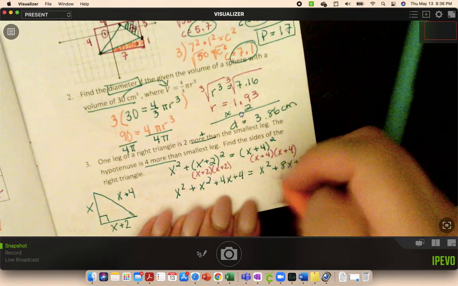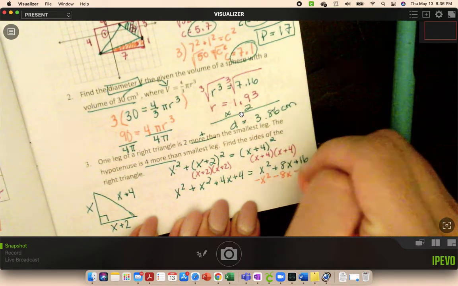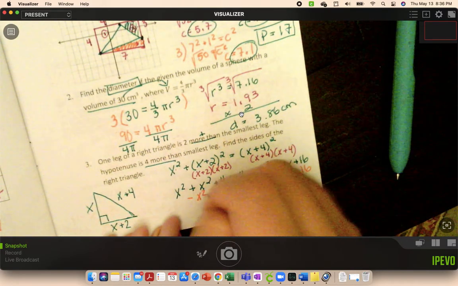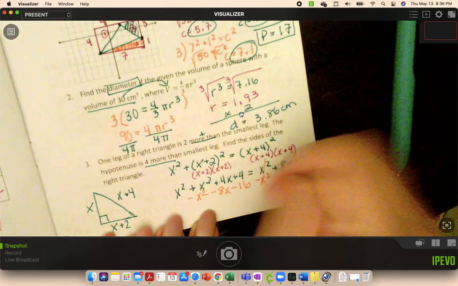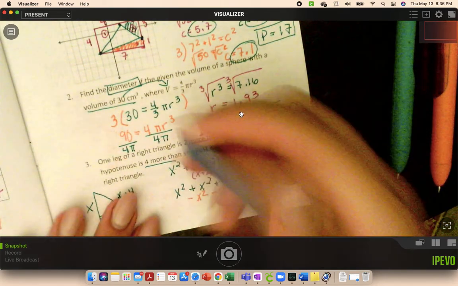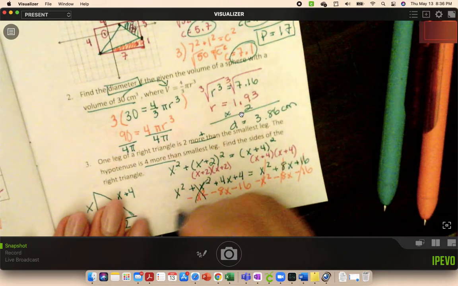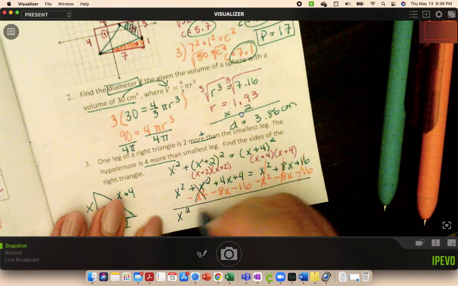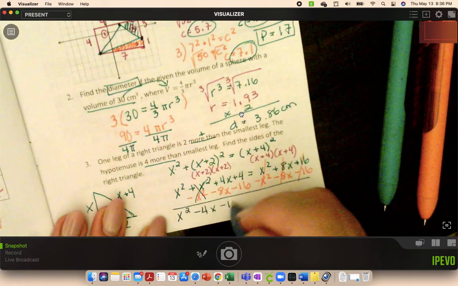So I'm going to bring everything over. When we cross that equal sign, we use inverse operations. And I am lining it up with its like term. These all cancel out. Well, if we take note on this side, it's also going to cancel out my second x squared, which is wonderful. I have x squared. 4 minus 8 is negative 4x. And 4 minus 16 is negative 12.